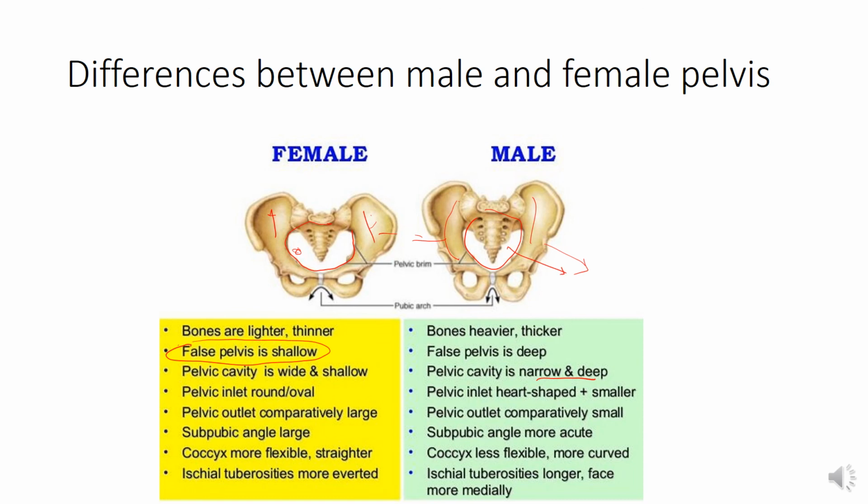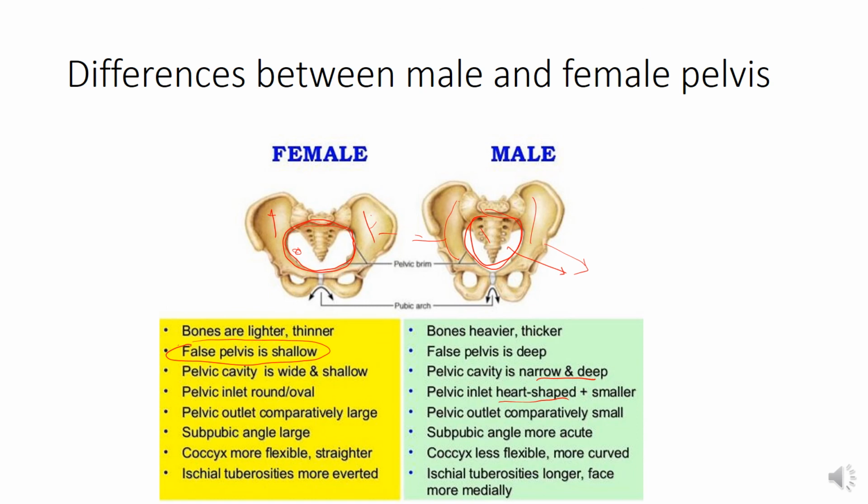Pelvic inlet, the pelvic brim, is also known as the pelvic inlet. It is rounded or oval in the female, while in the male it is heart shaped and smaller. So in the male it is heart shaped and smaller as compared to the female. The pelvic outlet is comparatively large in the female and comparatively small in the male.